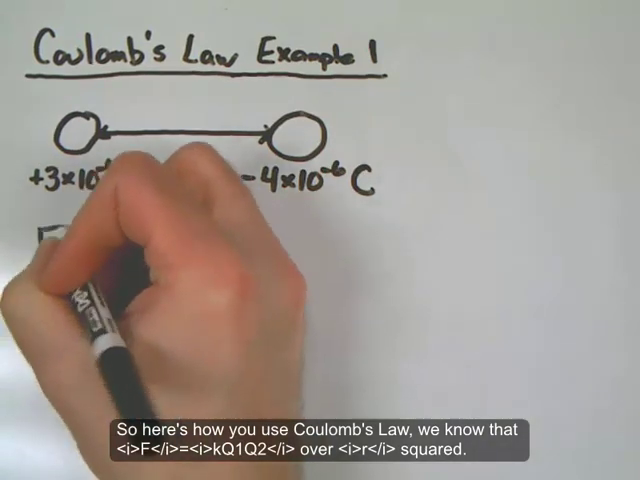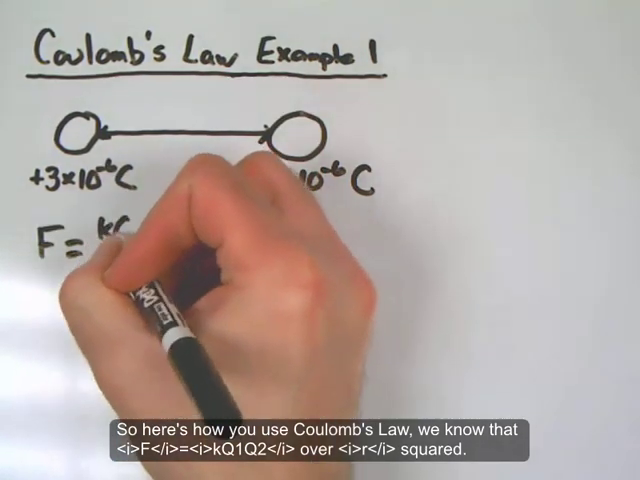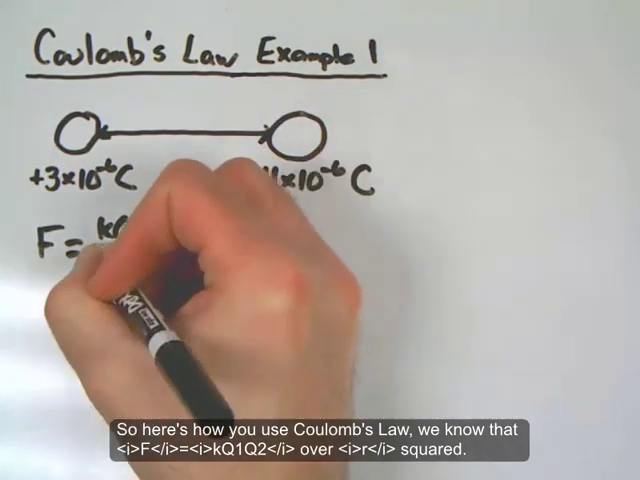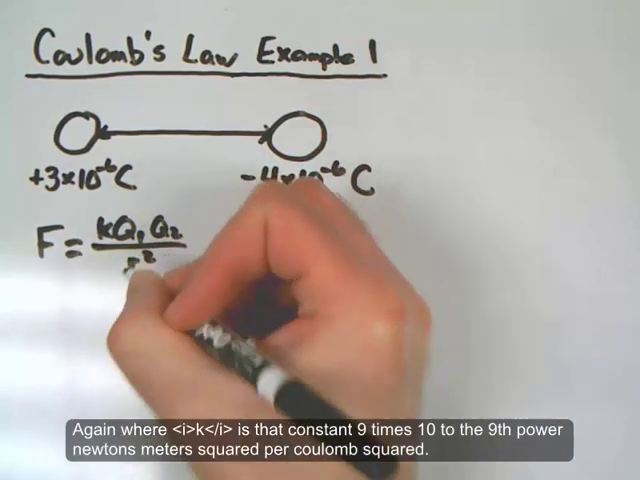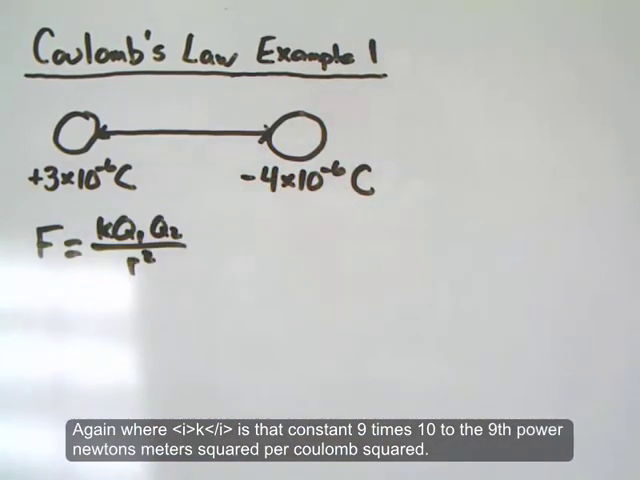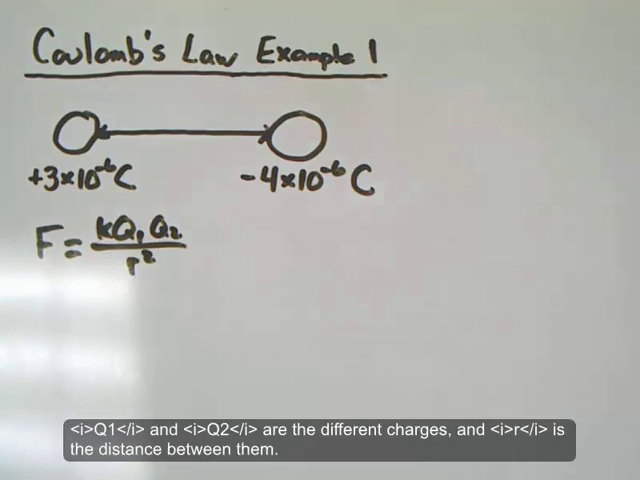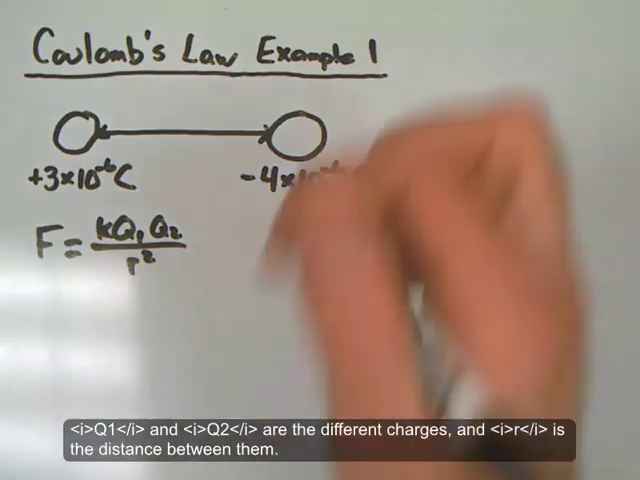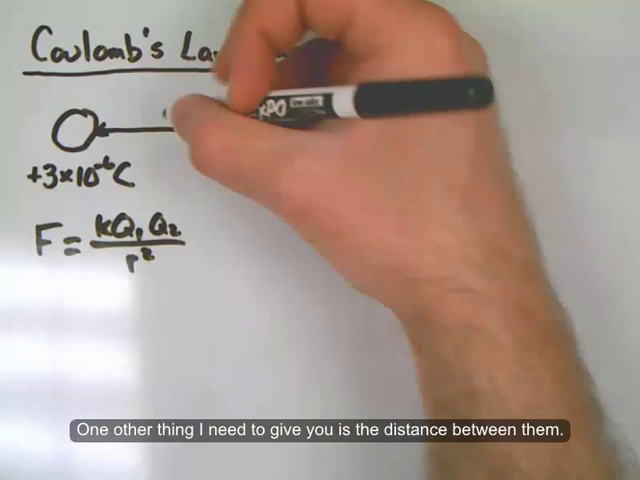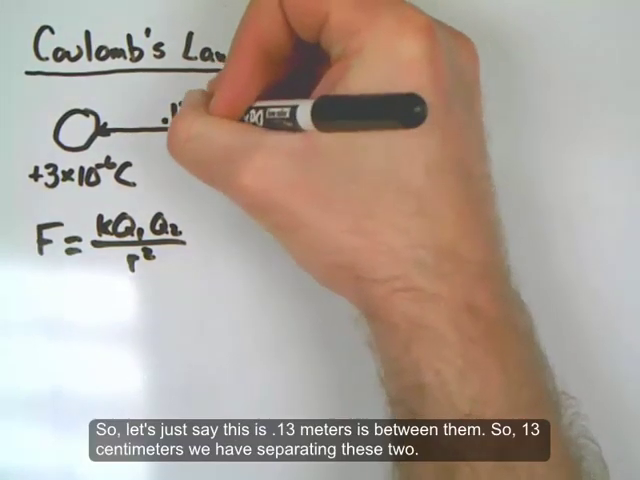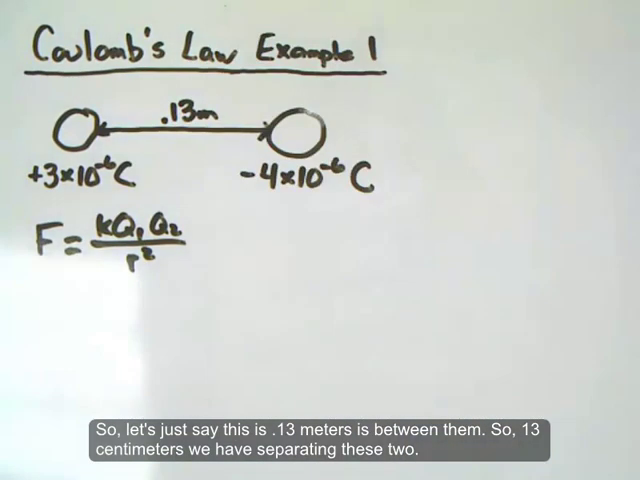We know that F equals k q1 q2 over r squared, where k again is that constant, 9 times 10 to the ninth newton meters squared per coulomb squared. q1 and q2 are the different charges, and r is the distance between them. The one other thing I need to give you is the distance between them. Let's just say that this is 0.13 meters, so 13 centimeters separating these two.